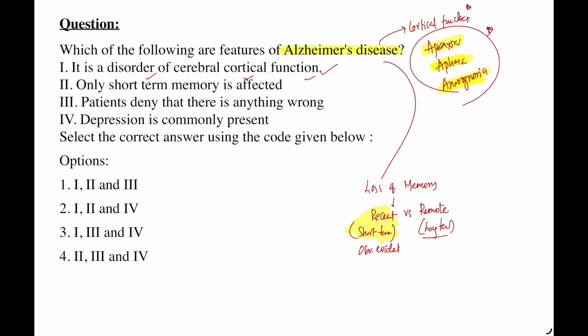Yes. Only short-term memory affected? No. Both short-term and long-term are affected. Patients deny that there is anything wrong. So that is anosognosia. This is right. Depression is commonly present in these patients. So 1, 3, and 4 are correct answers. So option 3 is correct answer in these cases. Right? Now, this is a new concept.